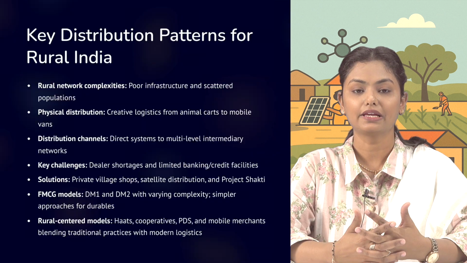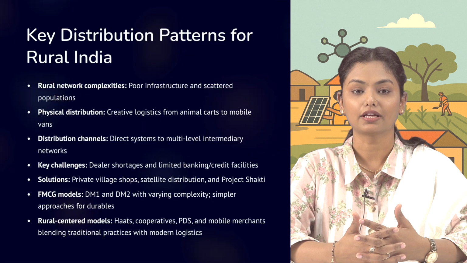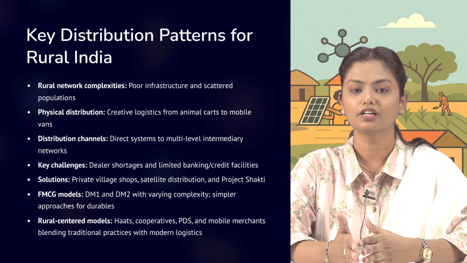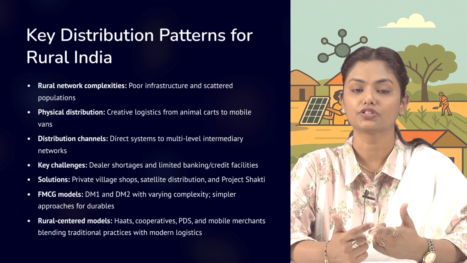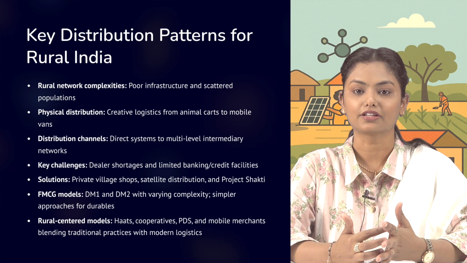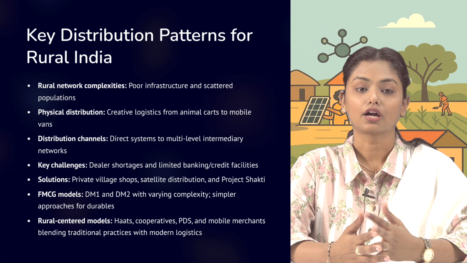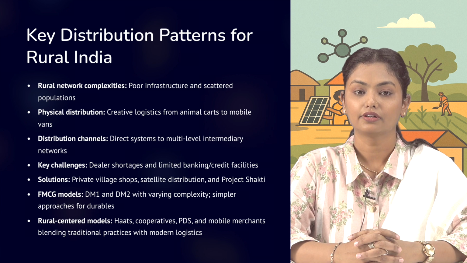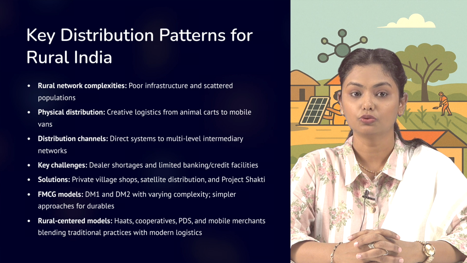Let's summarize the key aspects of distribution patterns for consumer and industrial goods, particularly in rural India. We began by understanding the complexity of rural distribution networks, emphasizing challenges such as poor infrastructure, widely scattered population and limited access to roads, communication and adequate warehousing.